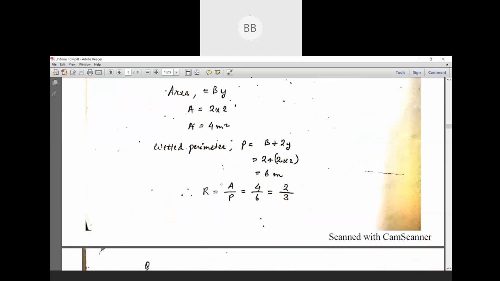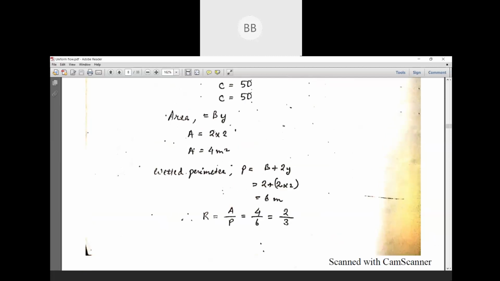Then we are going to find out the hydraulic radius. Hydraulic radius is nothing but area divided by wetted perimeter. So the area we have calculated is 4 meter square and the wetted perimeter is 6 meter. Always remember R is hydraulic radius and its unit is meter. 1 meter will be cancelled out. It will be 2 by 3 meter. That is your hydraulic radius R.